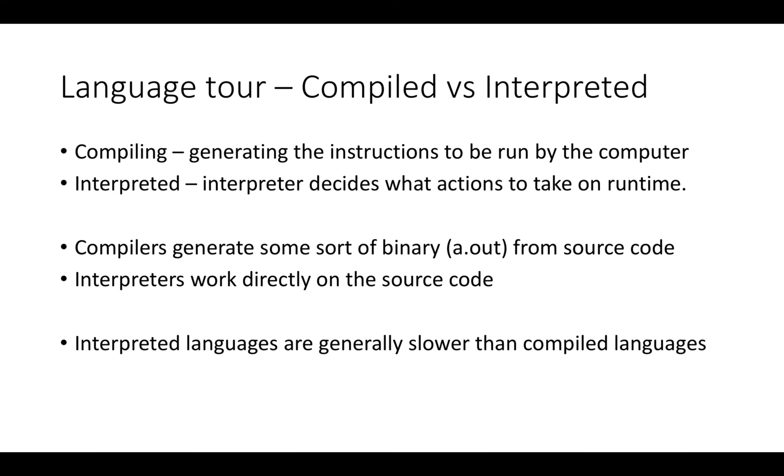Versus interpreted code, where the interpreter decides what actions to take at runtime. So what that means is we never compile our code. We don't have to do gcc file name and then a.out. All we say is the interpreter and then the file name, and then it immediately parses that file and executes it at runtime. So every time that the file is loaded, every time that we interpret that program, we need to reload it, and the interpreter makes all of those decisions on what to do at runtime.